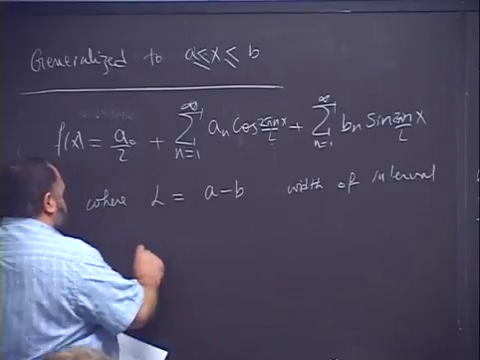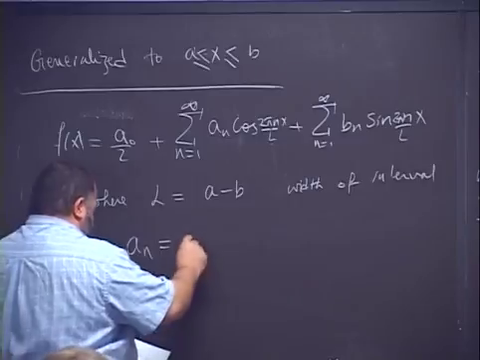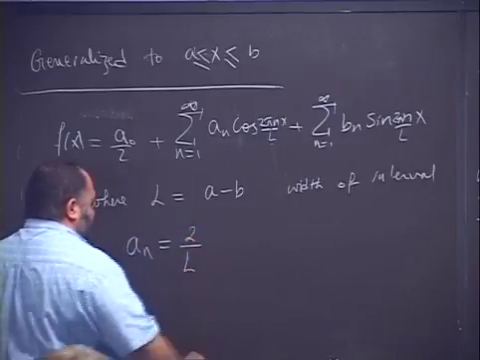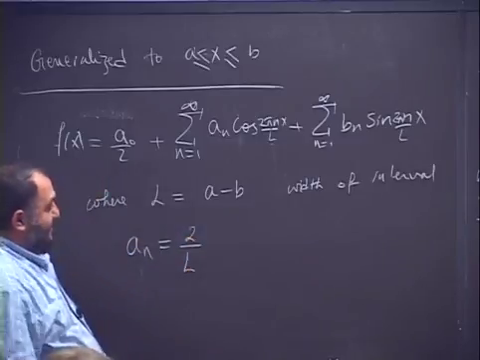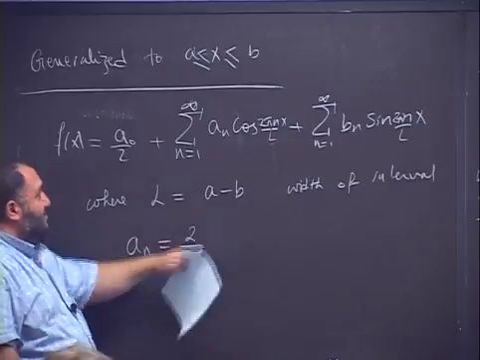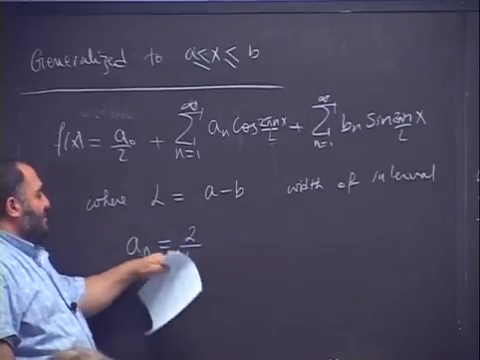And again, the same formulas. You will divide by 2 divided by the period. So this is half the period between A and B. Let's assume that AB is the period. So this is half the period.